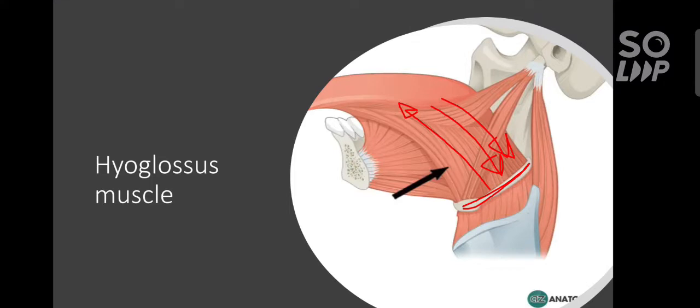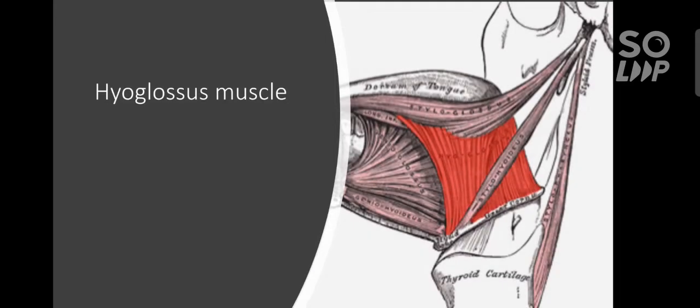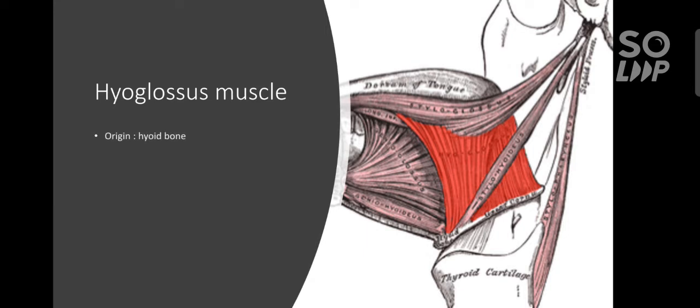This is very easy. And of course, the innervation is by the hypoglossal nerve. Another diagram here: the origin is hyoid bone, insertion is tongue, action is tongue depression, innervation by hypoglossal nerve.